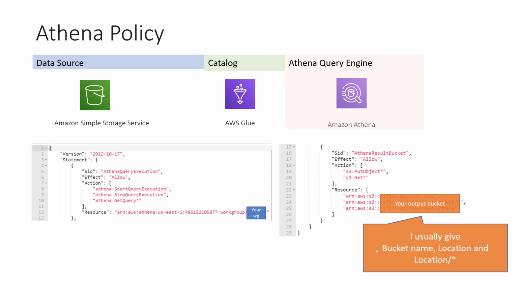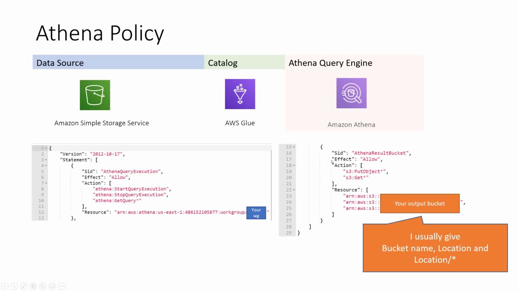And the third thing is the Athena query engine. In this query engine, there are two pieces. The first one is on the query engine itself. We give StartQueryExecution, StopQueryExecution, and GetQuery star for this resource. In the resource here, you can put in your workgroup name. Usually by default, it is primary.